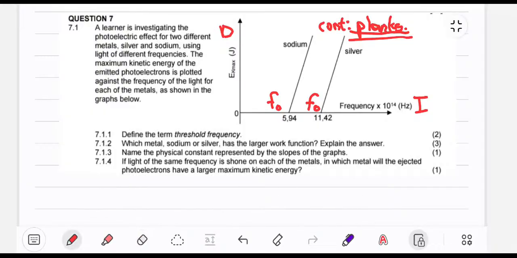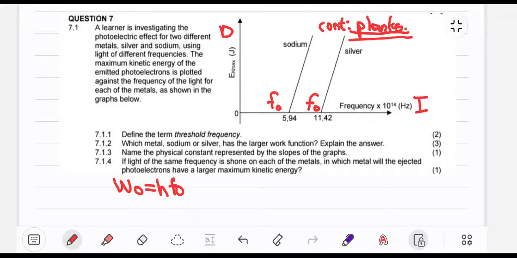So I'll try to answer my questions. 7.1.2, which metal, sodium or silver, has a larger work function? Explain your answer. Which one between the two, sodium and silver, has a larger work function? Remember that the formula of work function is saying W0 is equal to hf0.